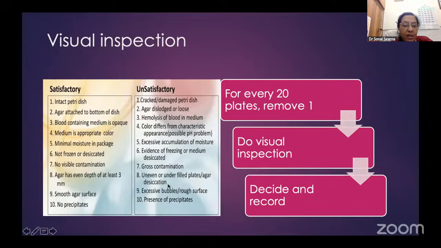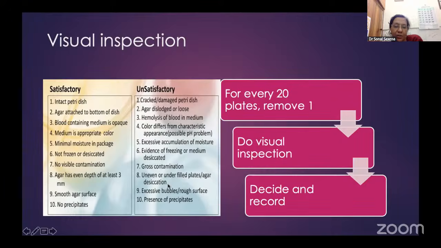Agar at least 3 to 4 mm should be there. The surface should be completely smooth and there should not be bubbles or cracks or precipitates. If your petri dish is damaged, cracked from the side, then it's going to attract contamination during incubation. If the agar is very loose, that means there is too much water. If hemolysis of blood has already occurred, that means blood has been poured into too hot media, in very hot condition. If the color differs from the characteristic appearance, it is probably a pH problem.